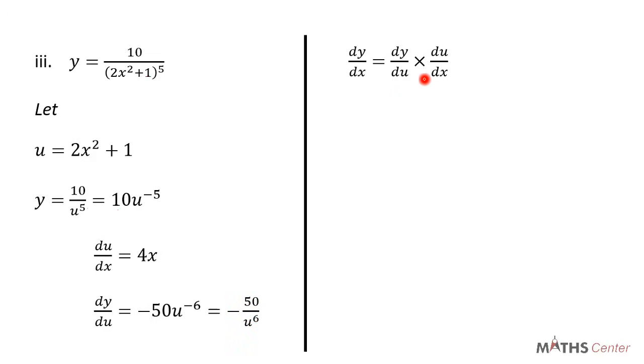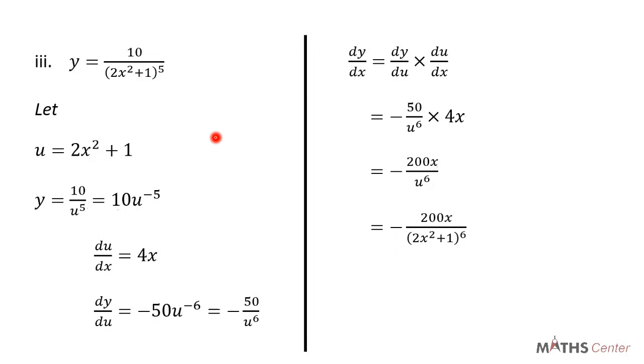Now we can substitute them here. When you do that, we have negative 50 divided by u exponent 6 times 4x. This gives us negative 200x divided by u exponent 6. Remember, we said u is 2x squared plus 1, so you have to bring it back. And so when you bring it back, you have negative 200x divided by 2x squared plus 1 exponent 6.